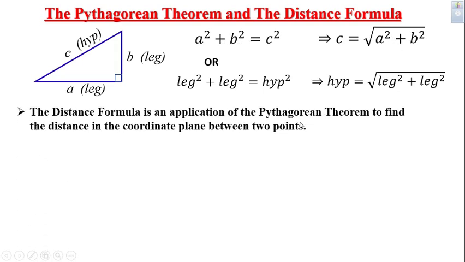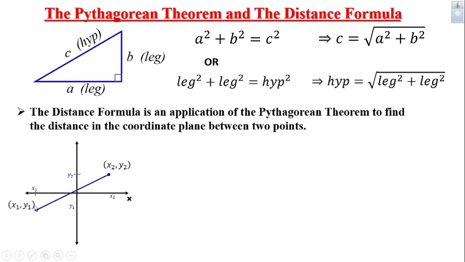Now, that comes up with the distance formula. The distance formula is simply an application of the Pythagorean theorem to find the distance in the coordinate plane between 2 points. So let's say I have a coordinate plane here and I have 2 points, (x1, y1) and (x2, y2), and I have a line segment joining them. What is the length of that line segment?